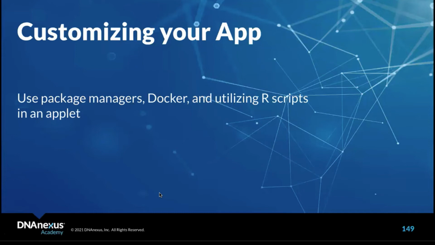So we didn't talk about dx-app.json. This is where we're going to get to this section. There is a lot of information in this section, so I'm not going to go through all of the details. This is really for your reference. And again, we will have an app cheat sheet and the slides available for you, so you can go back and learn more about it. But we're going to be covering customizing your software environment, using Docker, and then finally, if you have an R script you want to utilize, how do you integrate it into an applet?